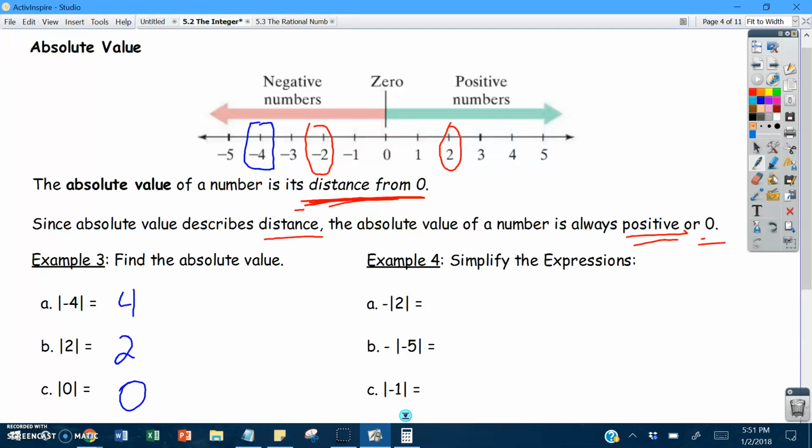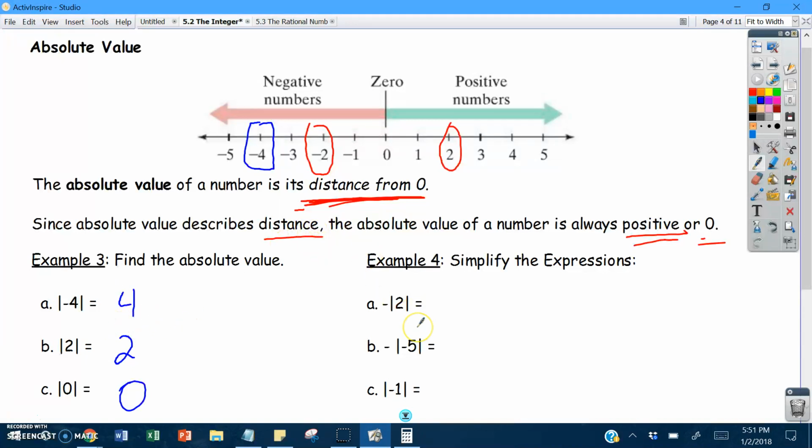It's not very surprising. Another way to think about absolute value is it just takes whatever integer or whatever number you throw in it, and it spits out the positive version of that. So the absolute value of negative 4 is positive 4. Absolute value of positive 2 is positive 2. It always ends up being positive.